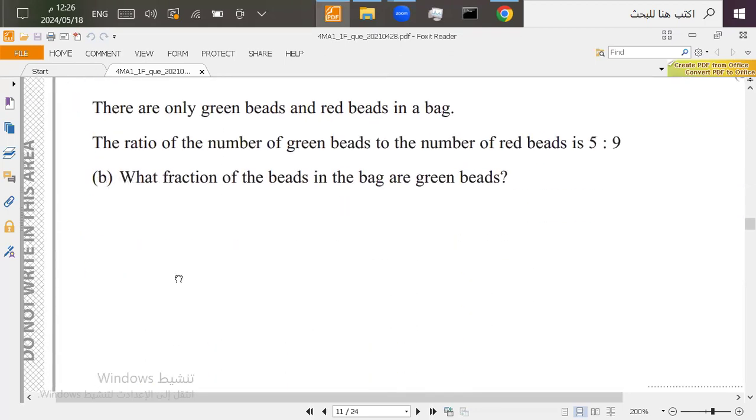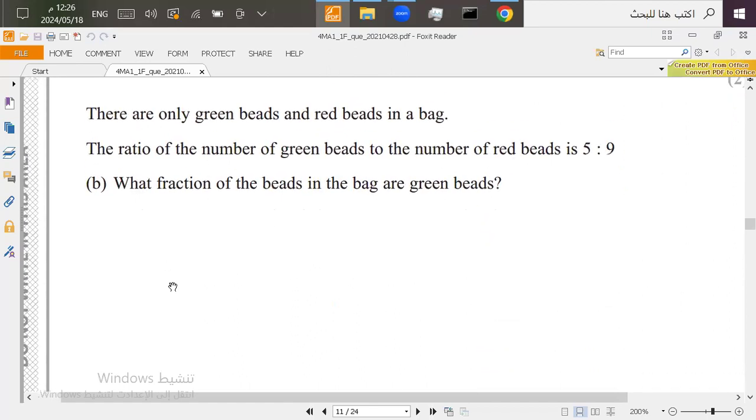That's A. Let's talk about B. There are only green beads and red beads in a bag. The ratio of the number of green beads to the number of red beads is 5 to 9. So we have only green and red. Green to red, so G, let's write it like this. G as a ratio to red. We have to focus on the order of the words that they say. So green to red is 5 to 9.